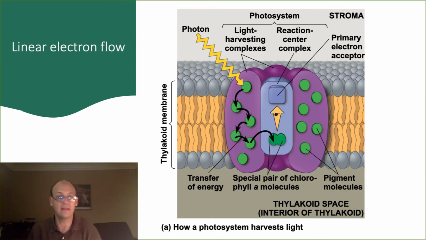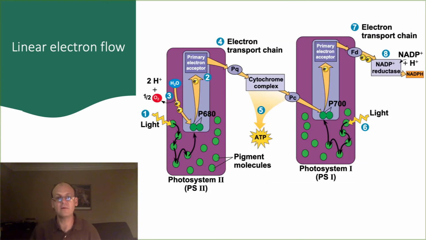Here's another view of the light harvesting complex as part of a photosystem. You can see that when the photon hits the chlorophyll molecule, the energy is passed through the light harvesting complex to the reaction center. When molecules at the reaction center are energized, the electron is ejected from the chlorophyll and is rapidly taken up by a primary electron acceptor. So let's see what happens as the electron is ejected from the chlorophyll when a photon hits. Once the electron is excited in the chlorophyll, it's very quickly taken up by the primary electron acceptor.